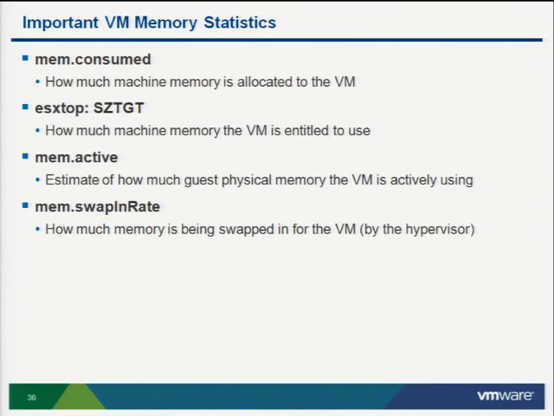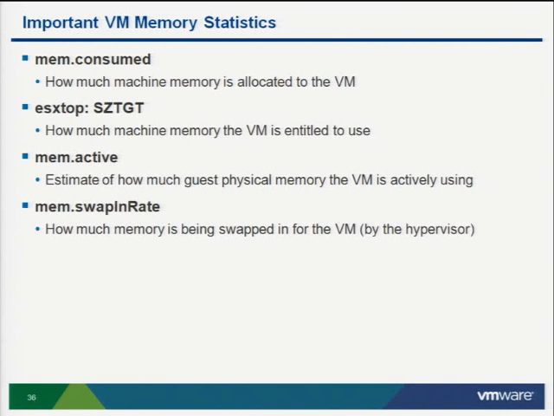This is a great stat. Size target tells you how much machine memory the VM is entitled to. And its entitlement is based off a number of things: its reservation, its limit, its shares, its memory size, its active memory working set, all sorts of things. But this is a very accurate description of how much memory the VM actually deserves based on its relative priority with other VMs.